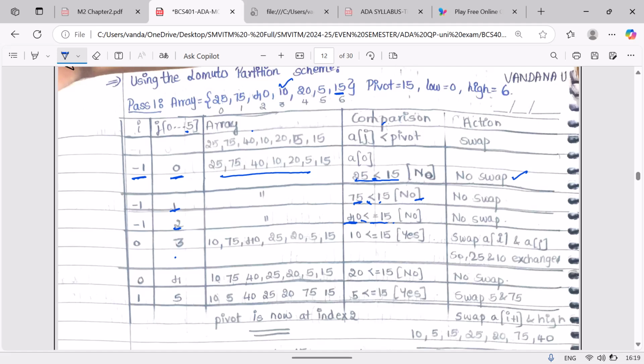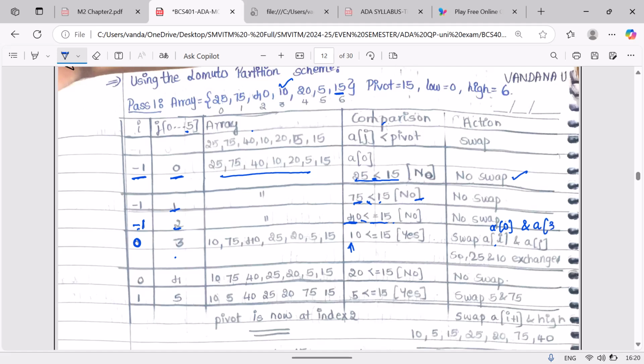So the third element is A of 3. Is A of 3 less than or equal to 15? A of 3 is 10. So 10 is less than or equal to 15, right? So what are you supposed to do? Increase the value of i by 1. i was minus 1, so i now becomes 0. Now you swap A of 0 and A of 3.